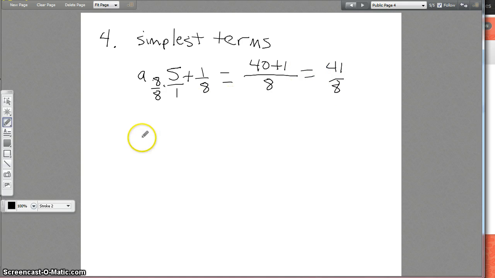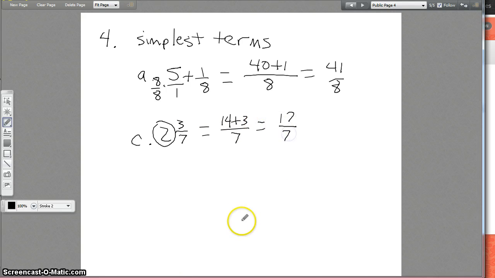We're going to jump down to part C, which is 2 3/7. This is the way that you're used to converting mixed fractions to improper fractions. I'm sorry, mixed numbers to improper fractions. We do our whole number, which is 2, multiply it by our denominator, which is 7. That makes 14. We add that to the 3 that was already in our numerator, and then we put our 7 on the bottom. So that is 17/7.